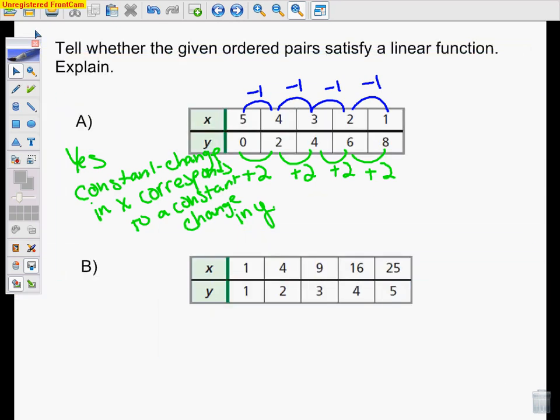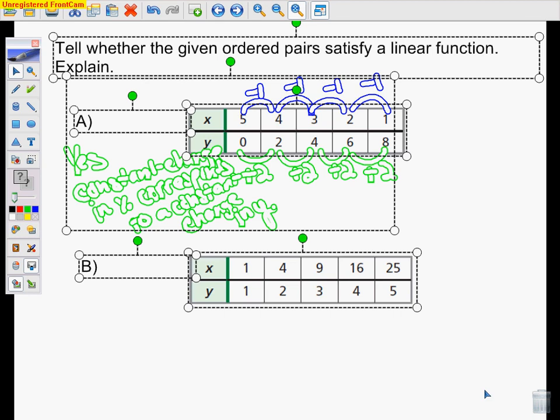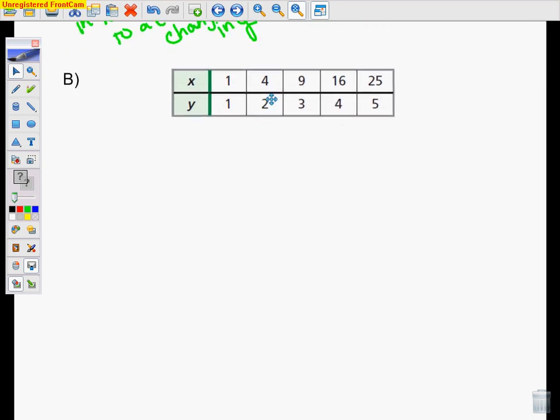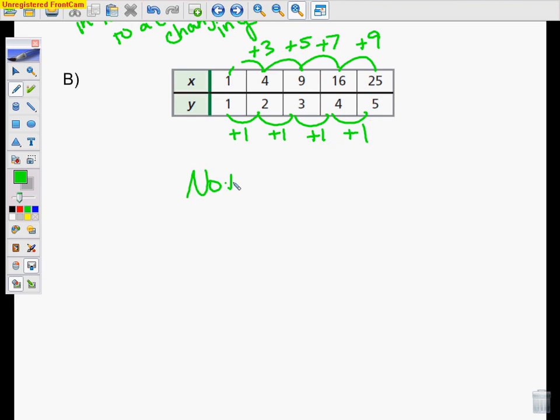Alright. Again, we have another table. So let's look at the change in the x values. Here, we went up by 3. Here, we went up by 5. Here, we went up by 7. And then here we went up by 9. So automatically we see that there's not a constant change in x, even though there is a constant change in the y. So this is not a linear function.